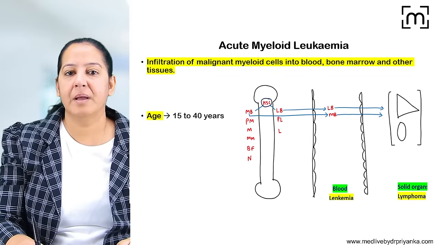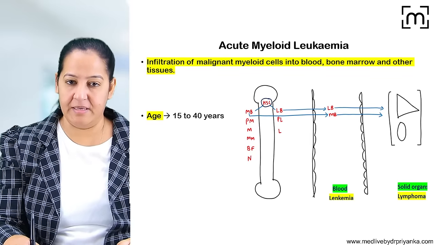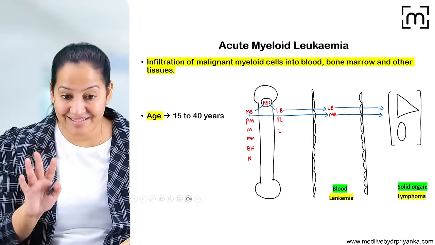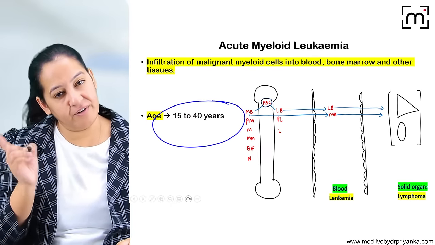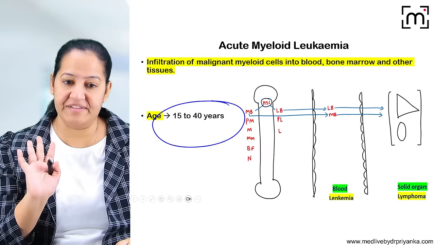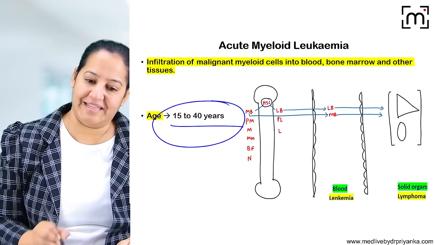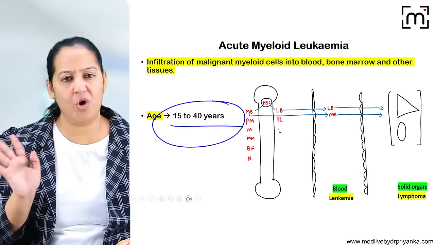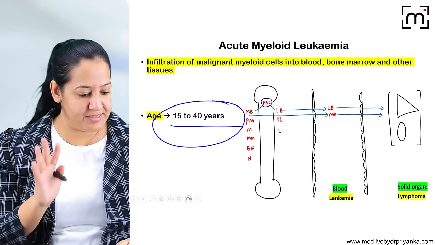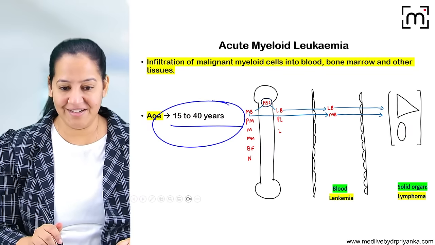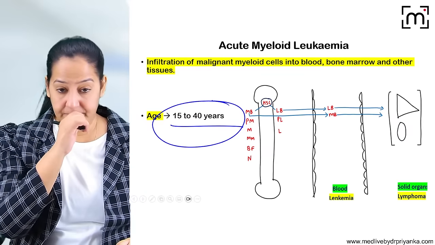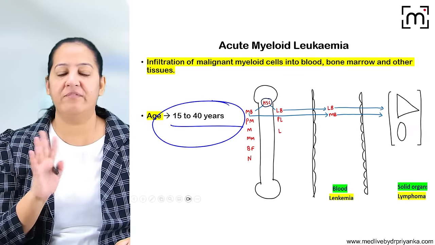Acute Myeloid Leukemia, AML. So what is happening here? Listen, people, come here. The first thing, look at the age. CML was occurring after 50 years, usually; exceptions are always there. AML usually occurs between 15 to 40 years, not in old age. AML does not occur in old age usually, but exceptions are there. So here, usually we get AML between 15 to 40 years.